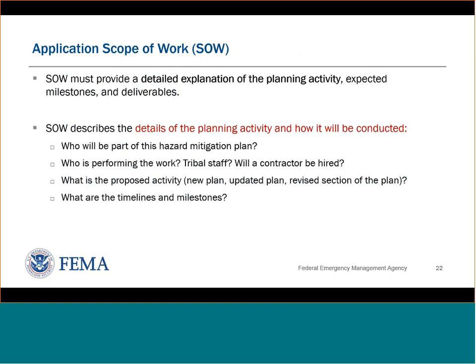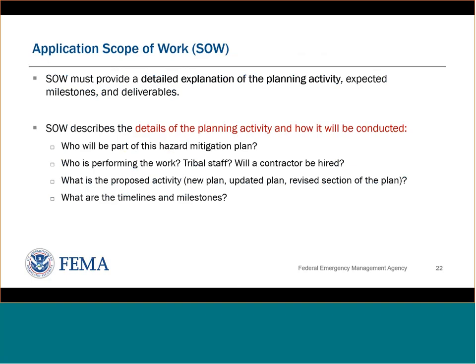So what goes into your scope of work? Your scope of work has to be a detailed explanation of the planning activity. So what kind of milestones will there be? And what's the deliverable? Are you going to have a FEMA approved hazard mitigation plan? Are you incorporating mitigation risk assessment information from the mitigation plan into another plan? What is the deliverable from this sub-grant? And then the scope of work has to describe details of that planning activity and how it'll be conducted.